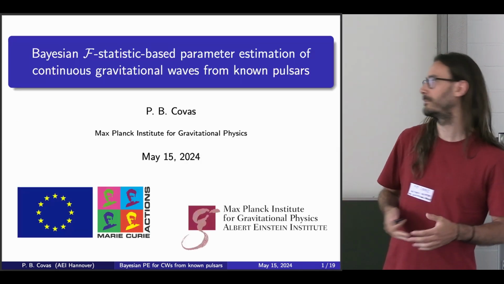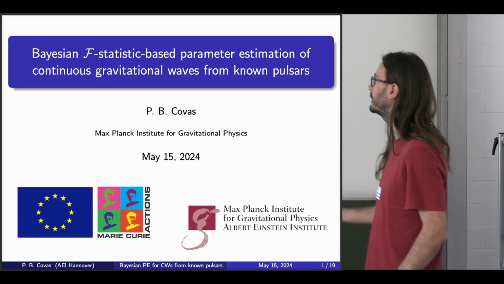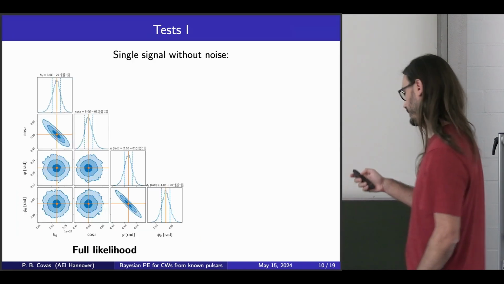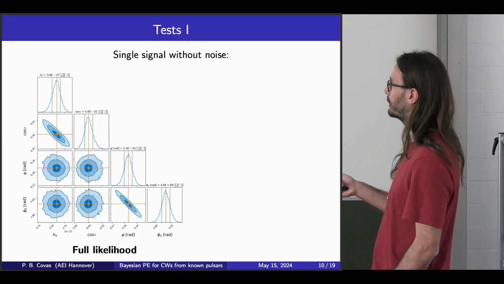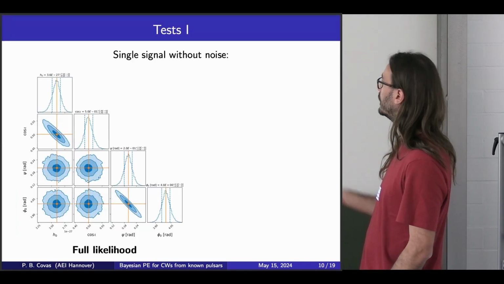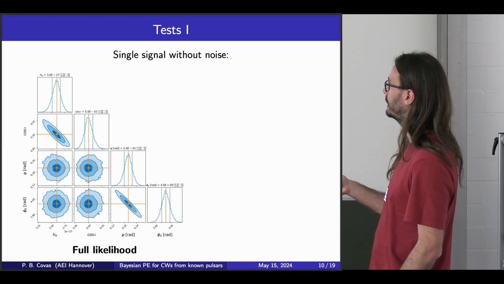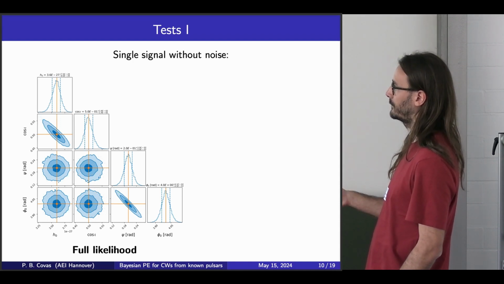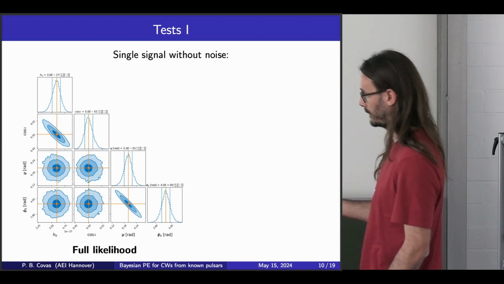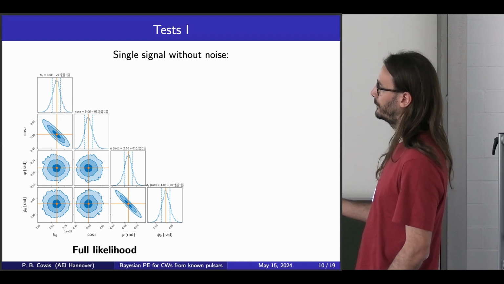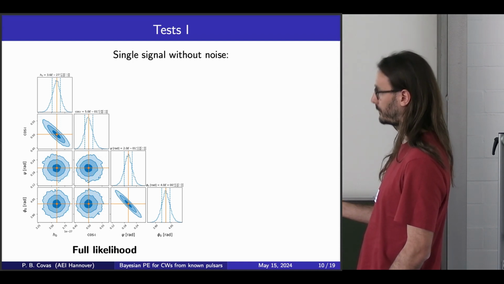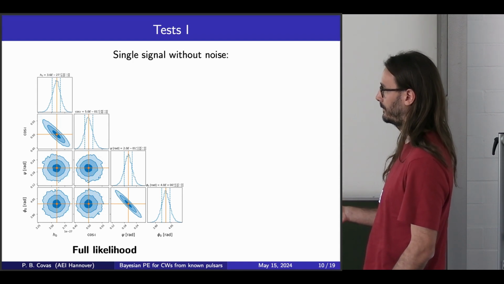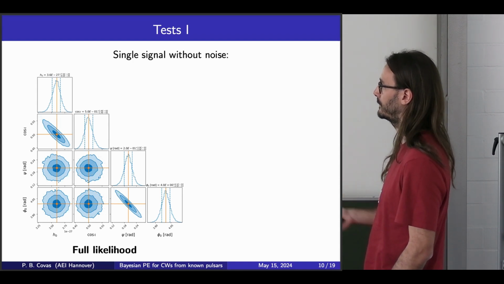Okay, and now I will talk a bit about the tests that we did to check that this pipeline is properly working and recovering the signals. So this is the typical corner plot. What we do here is inject one single signal without noise, and then we use our new method to obtain the posterior distribution over the 4 amplitude parameters. In orange here you can see the true values of the parameters of the signal, and the blue shaded regions show the recovered posterior distribution.